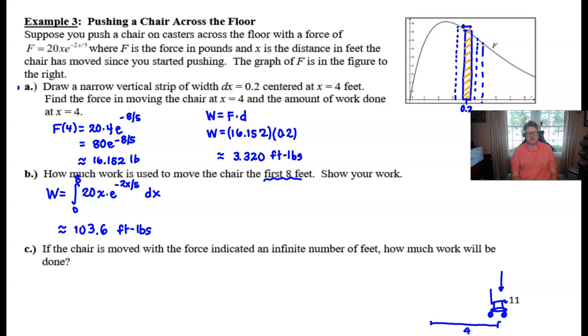All right. So if we look at part C, it asks now, if the chair is going to be moved with that same force indicated as an infinite number of feet, now how much work will be done? Well, that's kind of interesting. So now what the problem is suggesting is that we take that force, 20x e to the negative 2x over 5, with respect to x, and we integrate it all the way up from 0 to infinity.